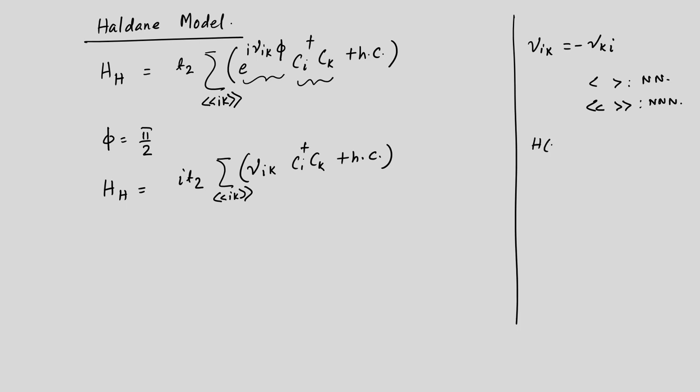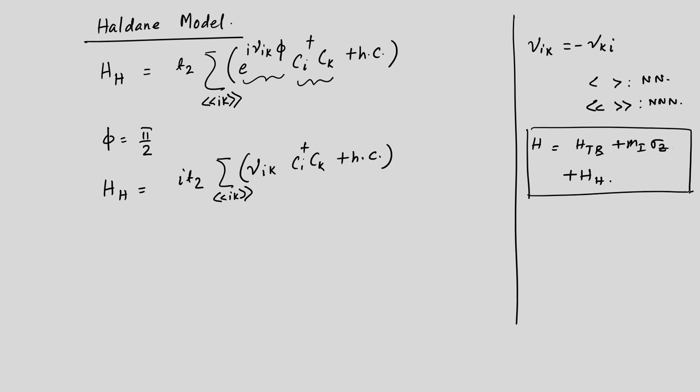So, the total Hamiltonian, let's write it as H. We write it initially without referring to whether we are writing in k space or in real space. So, this is the tight binding term, and then there is an M_i σ_z term, which is the Semenov term, and then there is this Haldane term, which is denoted by H_H. Okay, so this is the total Hamiltonian that one has to solve in order to get the energy spectrum and assess whether there is a topological behavior, that is the bulk of the material behaves differently than the edges.